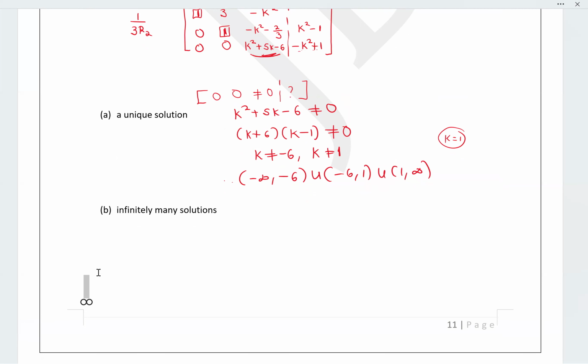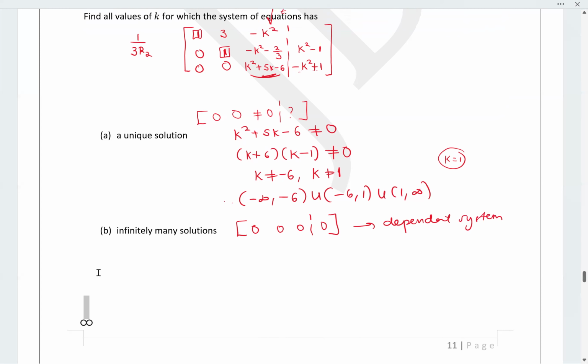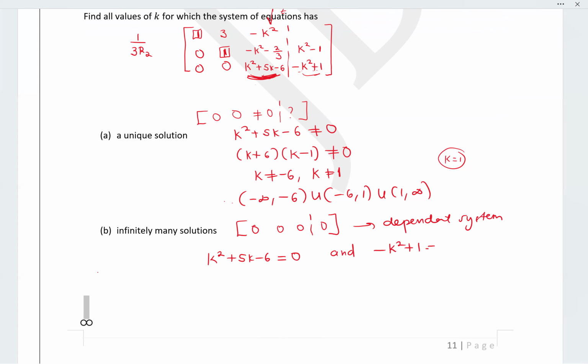So for infinitely many solutions, which will be a dependent system, you want everything to be 0, 0, 0, right? You want the last row to be 0. This is what we call a dependent system. So you want this one to be 0, and you also want this to be 0. So we want k squared plus 5k minus 6 to be 0. And at the same time, we also want minus k squared plus 1 to be 0.